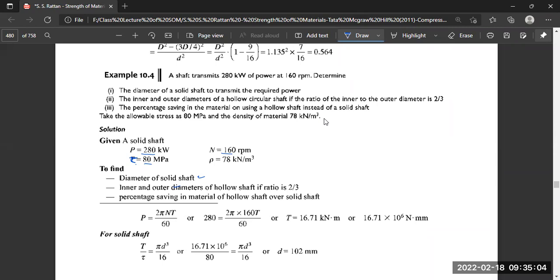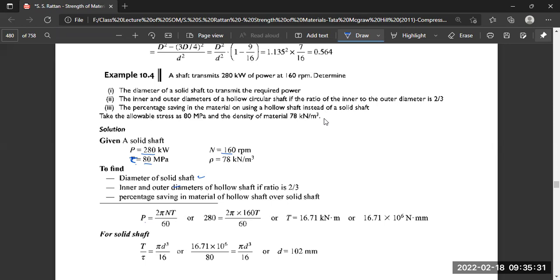So we know this formula, P equals 2 pi N T divided by 60. We know the maximum transmitted power is 280 kilowatts, and we know the RPM, that is 160 RPM, and T becomes equal to 16.71 kilonewton meter, or 16.71 times 10 to the power 6 Newton millimeter.